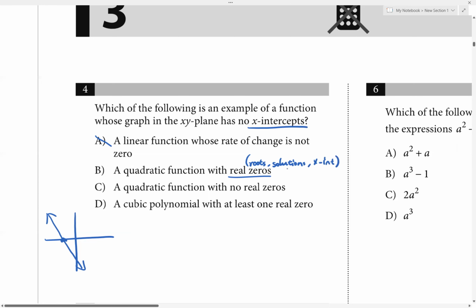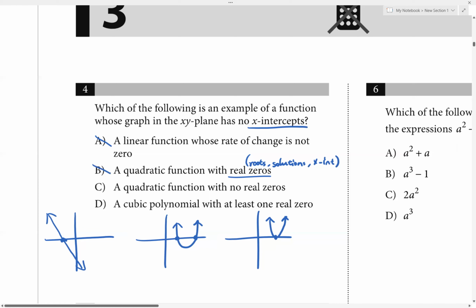So if we have real zeros, that means we have x-intercepts on the graph. Okay, so it could be something like this, so it crosses the x-axis at some point. It can either go through 2 points or at 1 point. If you have it like this, it only touches 1 point, but it has to have a zero. So it has to have an x-intercept. Okay, so it's not B.